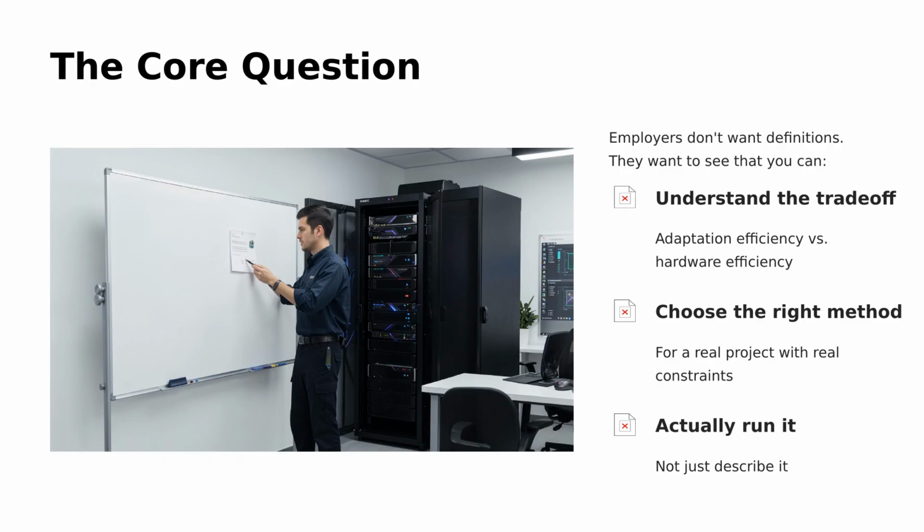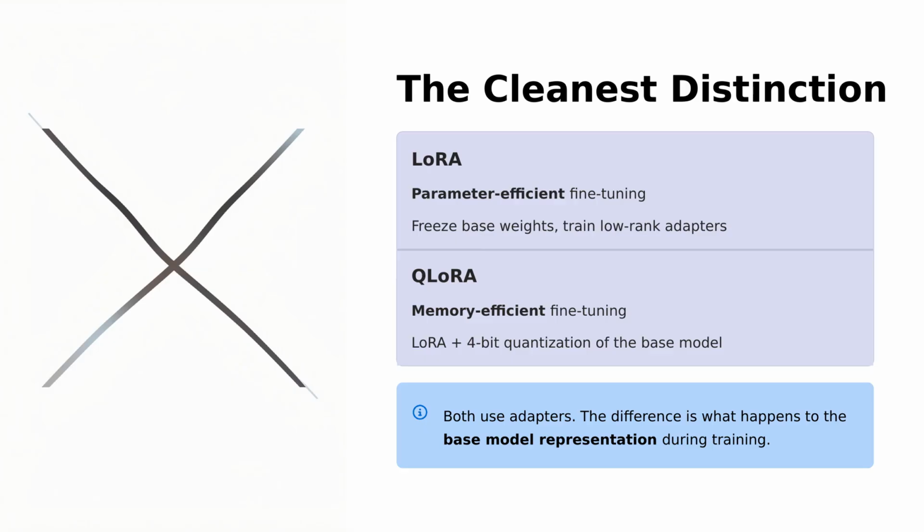The core question isn't whether you can define these methods from memory. Employers want to know if you understand the trade-off between adaptation efficiency and hardware efficiency, and whether you can choose the right approach for a real project with real constraints. Most importantly, they want proof that you can actually run it and make it work, not just talk about it in theory. Here's the cleanest way to separate these two.